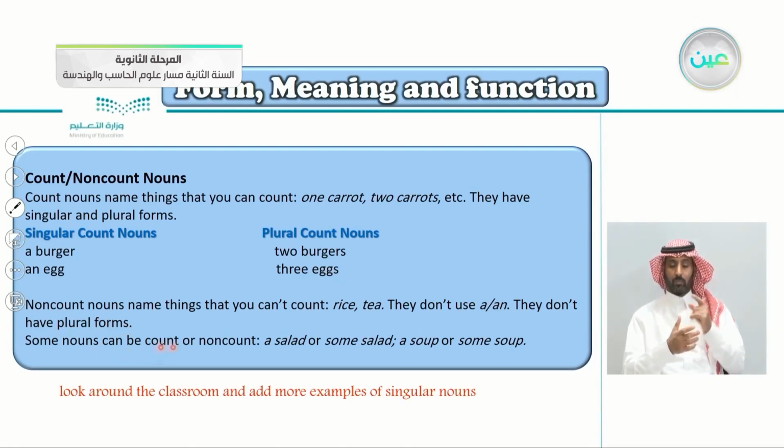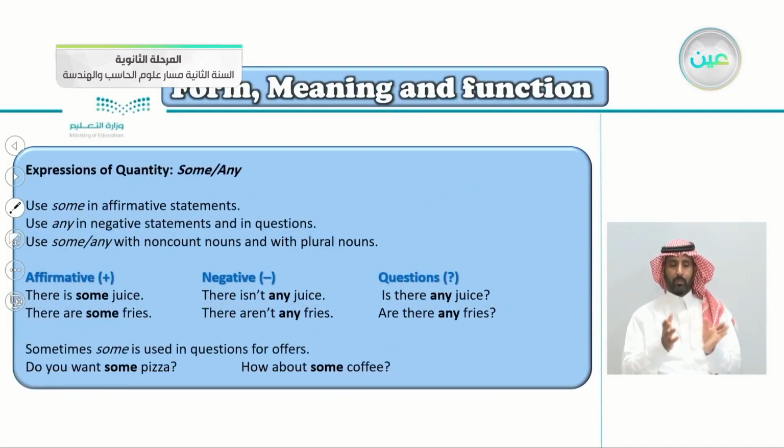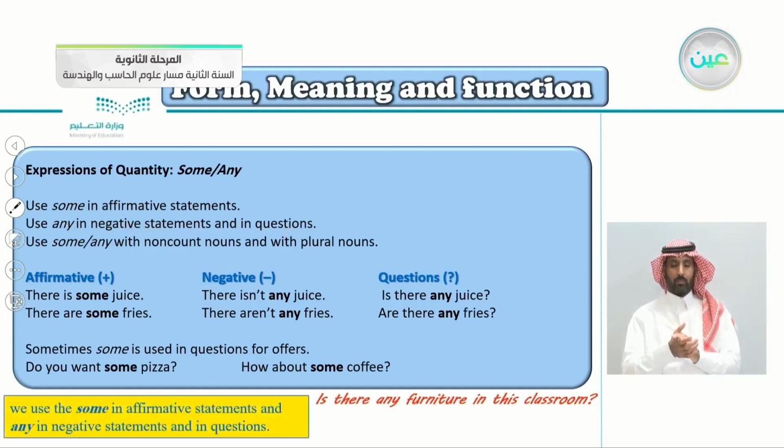Some nouns can be count or non-count. A salad or some salad. A soup or some soup, and so on. The expressions of quantity: some or any. If you remember, some comes with affirmative statements. Any comes with negative statements and also with questions.